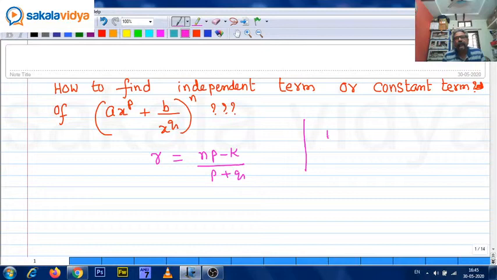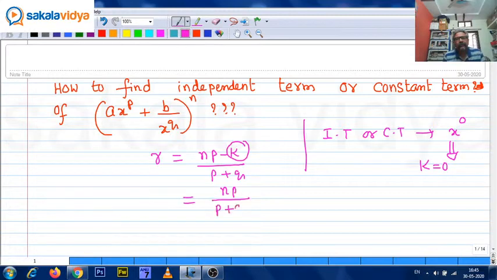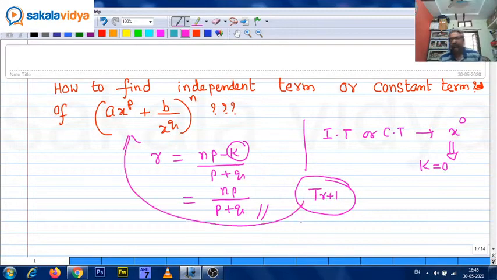Here, for the independent term or constant term, that will be x to the power of 0. That implies k must be 0. So put k as 0, you get np by p plus q. This formula we need to use. If you know the r value, then we can determine the term T(r+1). You need to find out the (r+1)th term in this expansion. So that is the independent term, where the power of x becomes 0. That's okay. Yes, understood now.